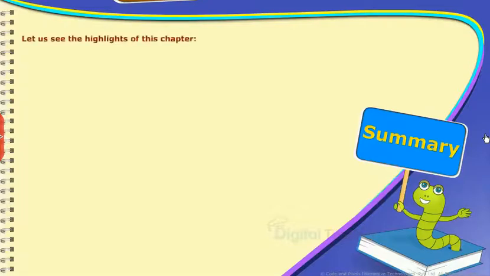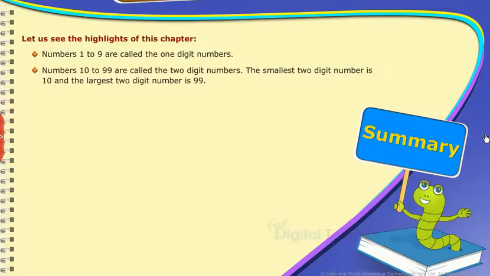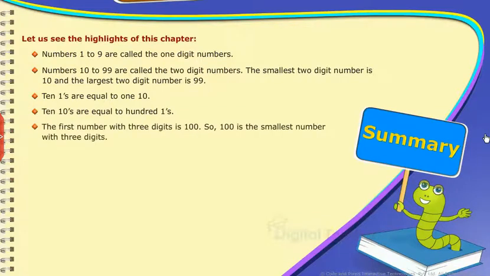Summary. Let us see the highlights of this chapter. Numbers 1 to 9 are called the one-digit numbers. Numbers 10 to 99 are called the two-digit numbers. The smallest two-digit number is 10 and the largest two-digit number is 99. 10 ones are equal to 10. 10 tens are equal to 100. The first number with 3 digits is 100. So, 100 is the smallest number with 3 digits.